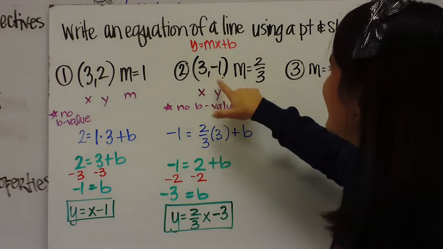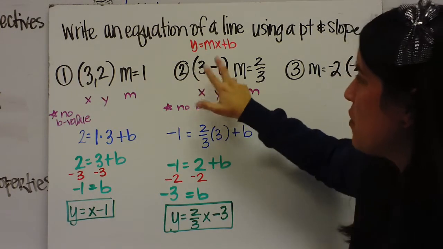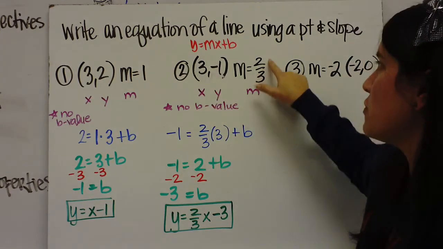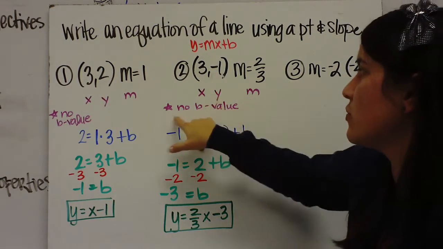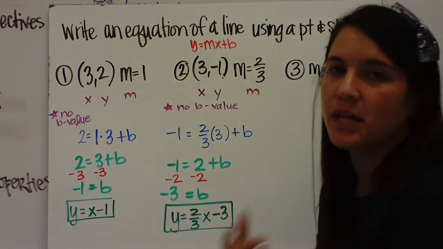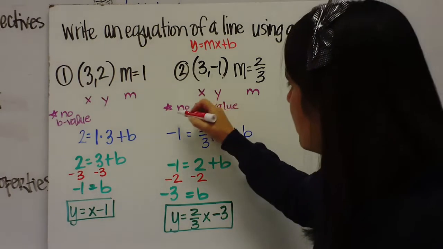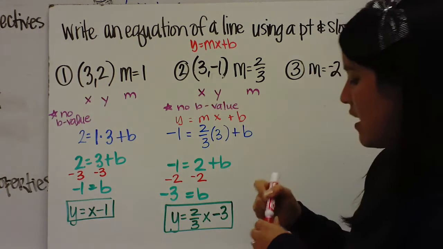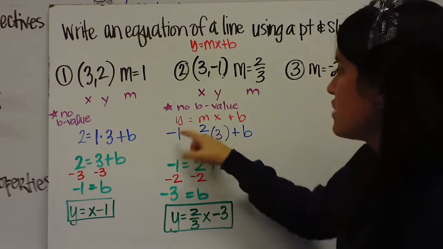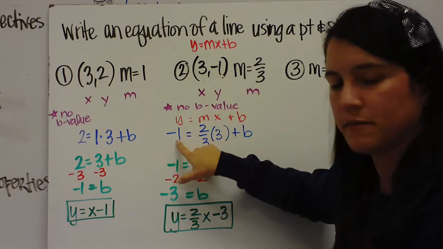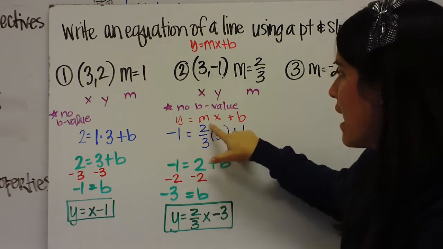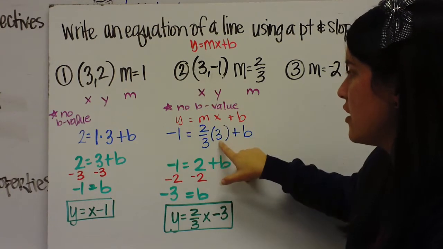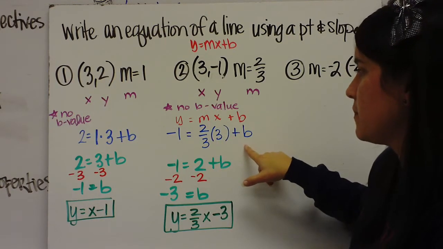So, example 2, you have a point, 3, -1. Notice it's not the y-intercept. I have a slope, 2/3. So I'm going to look, no b value. I'm going to plug it into my y equals mx plus b. Now all I've done is I've taken my y value right here, equals my m right here, my x right here, and then plus b.